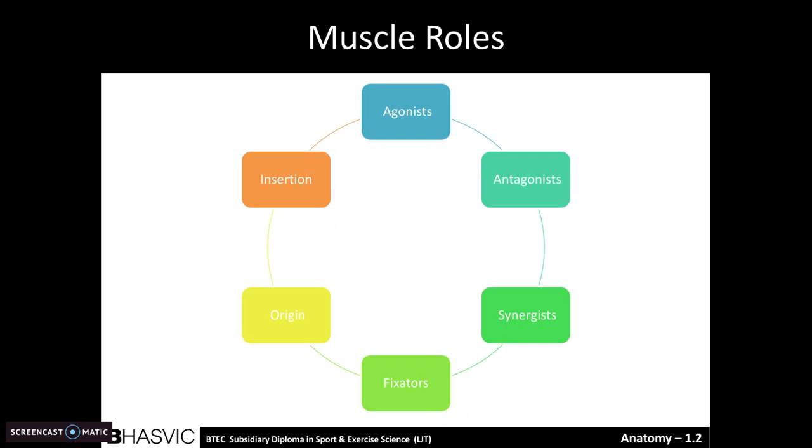The insertion moves with contraction, whilst the origin is a fixed attachment. Muscles mainly work by attaching two separate points in the body. The insertion is the point of attachment in a muscle, where normally more movement occurs, and the origin is the other point of attachment, where it's an anchoring point rather than a point of movement.